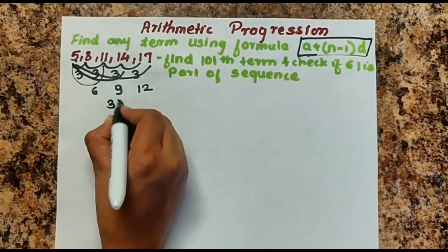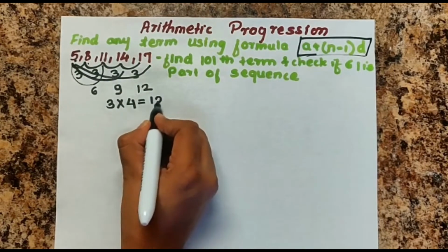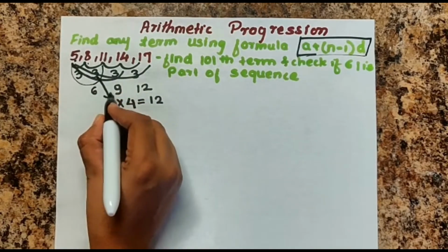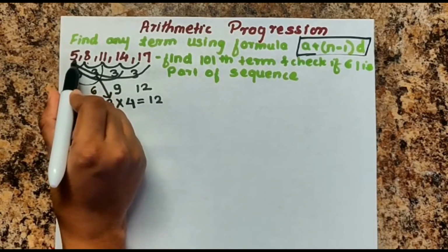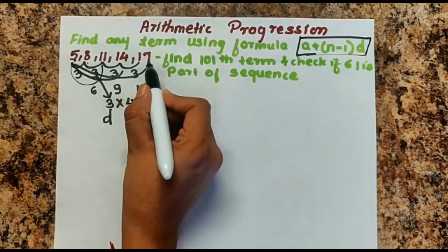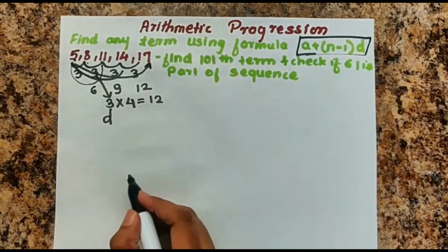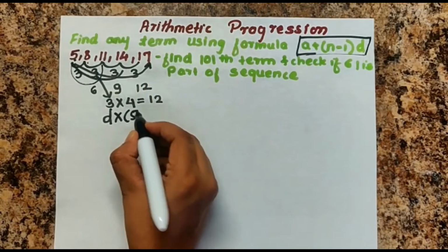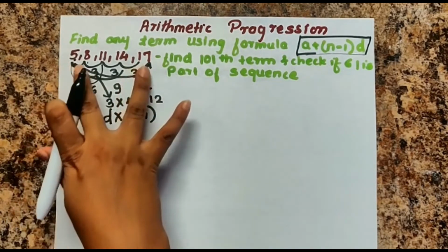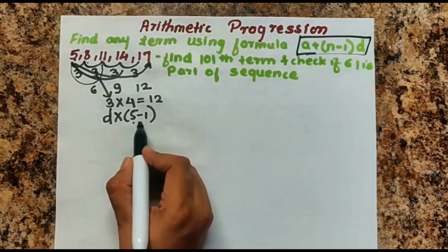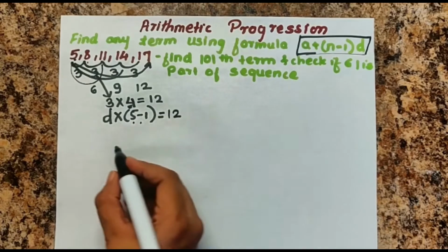So what happened? 3 multiplied by 4. 3 is the difference. 4 means the first number is 5 and the last number is 17. And we have found the difference up to 17, which is the fifth term. Means 5 minus 1. Why 5? I have counted the total numbers, which is 5. 5 minus 1 is this 4. And this gives you the difference.